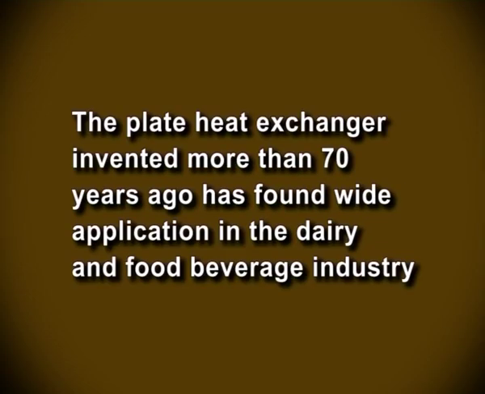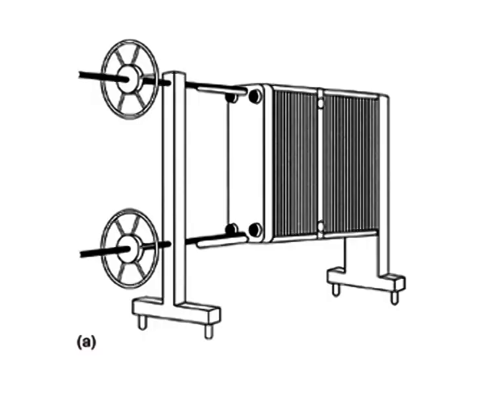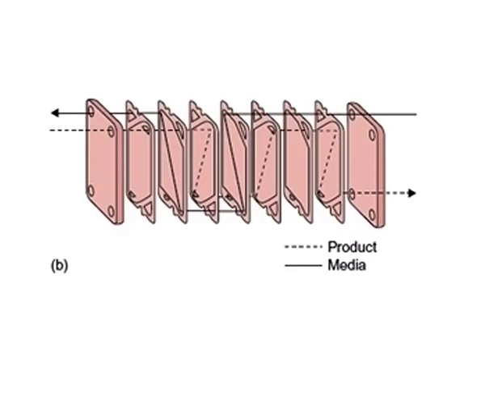First one, plate heat exchanger. The plate heat exchanger, invented more than 70 years ago, has found wide application in the dairy and food beverage industry. A schematic of a plate heat exchanger is shown in the figure. This heat exchanger consists of a series of parallel, closely spaced stainless steel plates pressed in a frame. Gaskets made of natural or synthetic rubber seal the plate edges and the ports to prevent intermixing of liquids.